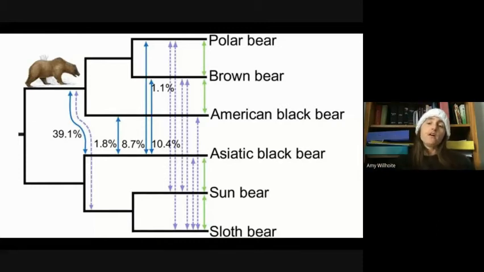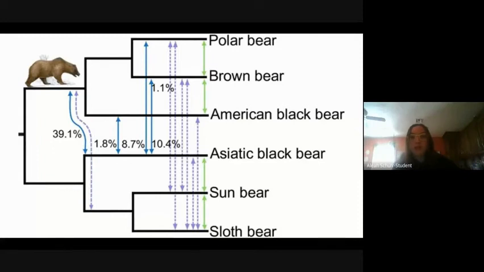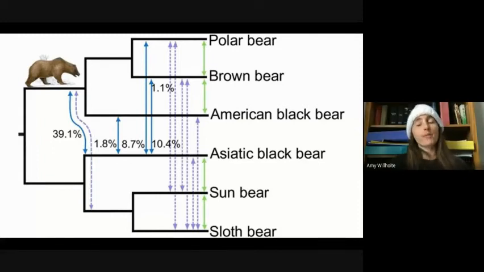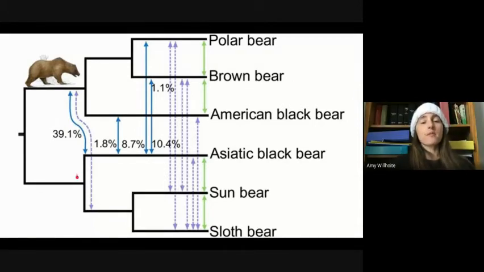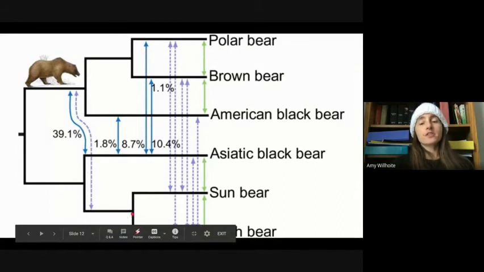Okay, somebody tell me which species is most closely related to the sun bear? The sloth bear. The sloth bear. How come it's not the Asiatic black bear? It's not a sister species. Right. Even though they do share a common ancestor right here, the sun bear and the sloth bear, which now you can't see because of my toolbar, share a more recent common ancestor, right? So it was more recently where they diverged from each other. Okay.